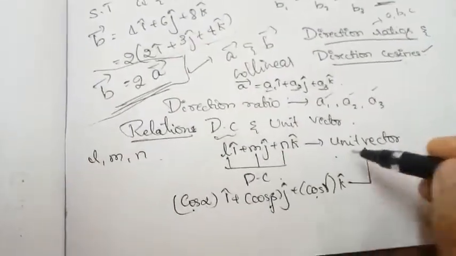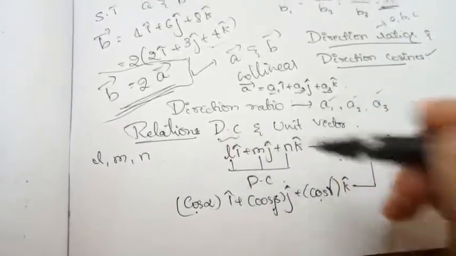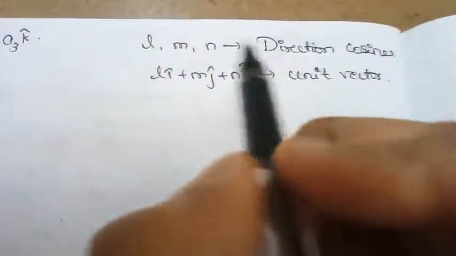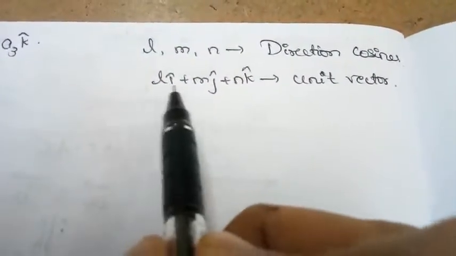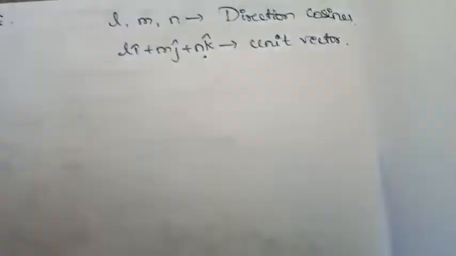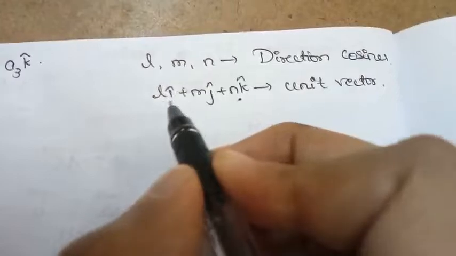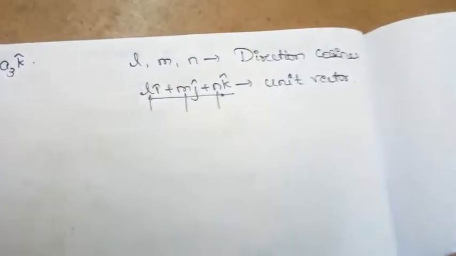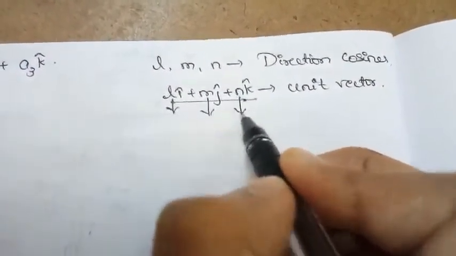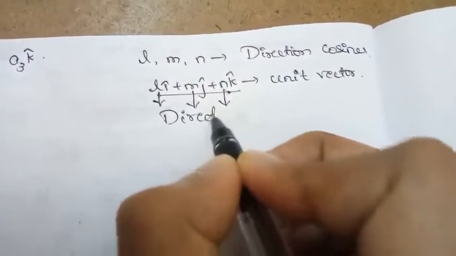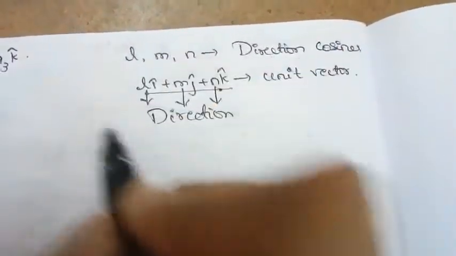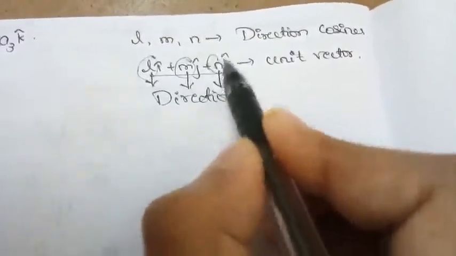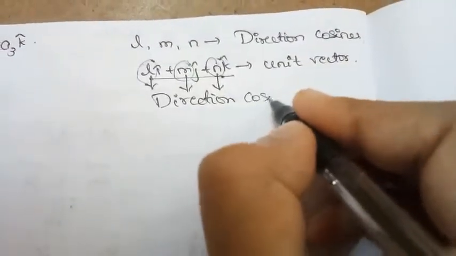So this is a relation between a direction cosine and the unit vector, and with this relation I can easily determine the direction cosines. Briefly, if L, M, N are the direction cosines, then L i cap plus M j cap plus N k cap will be the unit vector. In other words, if we consider any unit vector, then the scalar components of the unit vector are the direction cosines. Understood what I am saying? If I consider any unit vector, the scalar components of that unit vector will become the direction cosines.